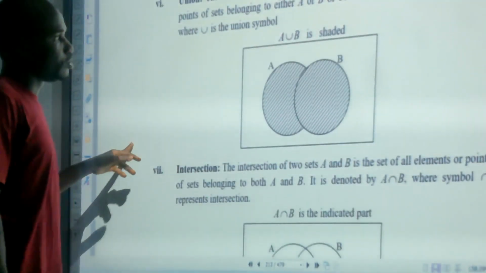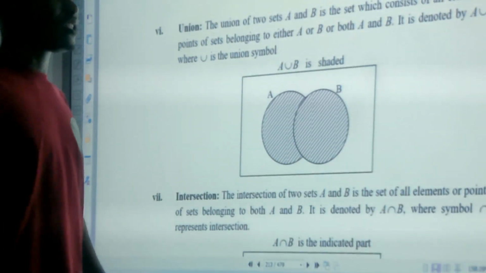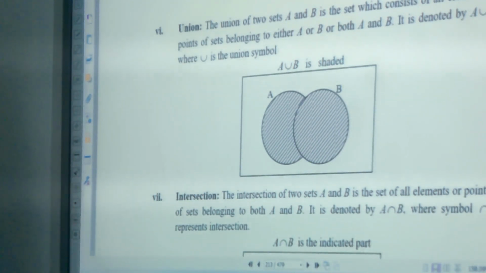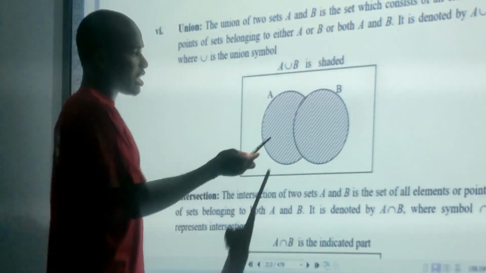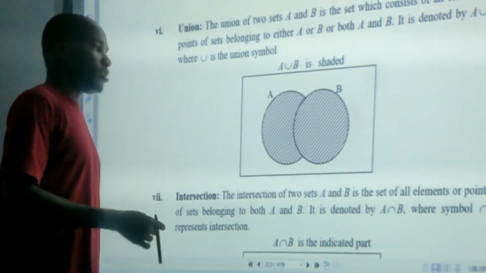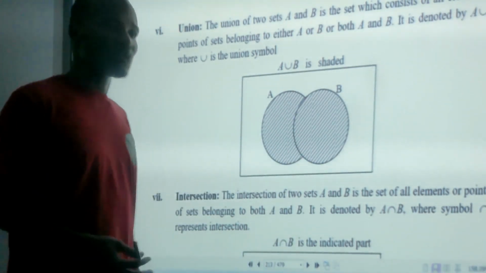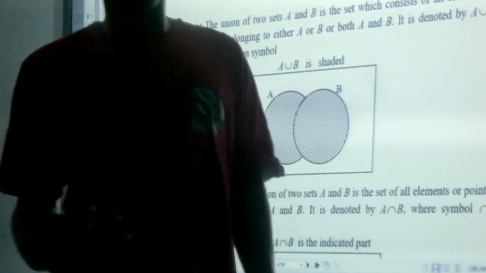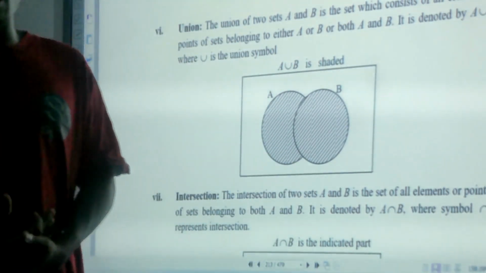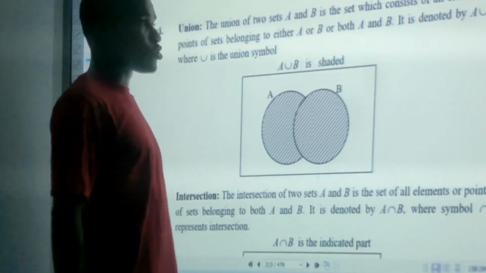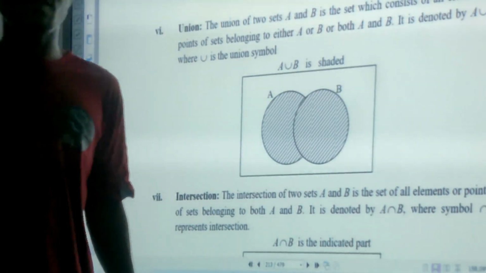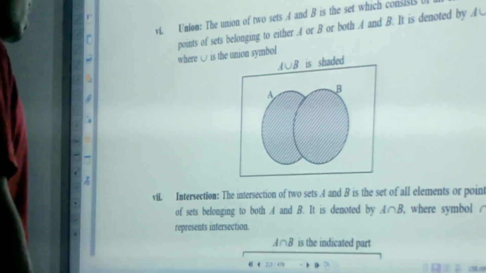The union of sets is the set that consists of all elements or points belonging to either A or B or both. Is that okay? A union B means the set of all the elements in A or B. This is in a Venn diagram. A Venn diagram enables us to represent set information, their intersection, their union, in the form of a diagram. The owner of the diagram is John Venn, that is why it is called a Venn diagram. His name is Venn, V-E-N-N.